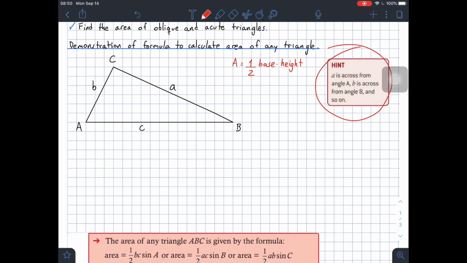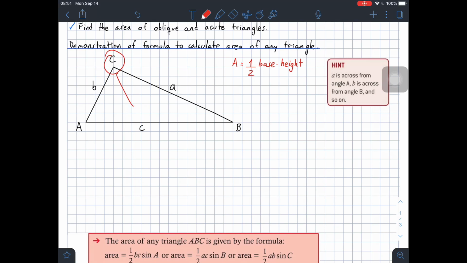If you remember from this hint, it says a is across from angle A, b is across from angle B, and so on. So if you remember how we name a triangle, it's always the angle with a capital letter, and opposite to that angle, the side with the same letter but in lowercase. So angle A, side a. Angle B, opposite, side b. Angle C, opposite, would be side c.